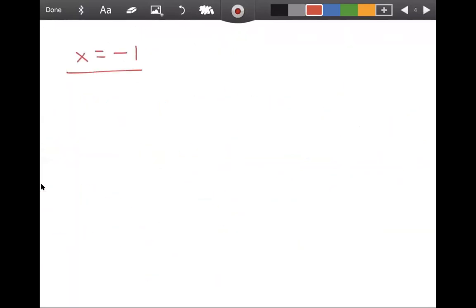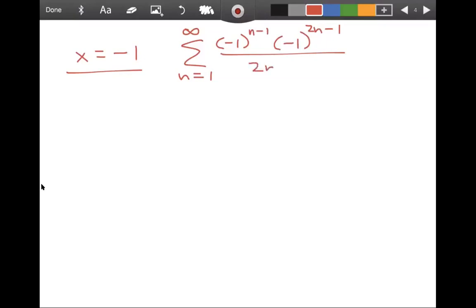When x equals negative 1, this series becomes the sum n going from 1 to infinity, negative 1 to the n minus 1 times negative 1 to the 2n minus 1 over 2n minus 1. Multiply those powers of negative 1 together, and you get the sum n equals 1 to infinity, negative 1 to the 3n minus 2. So that's kind of unusual.